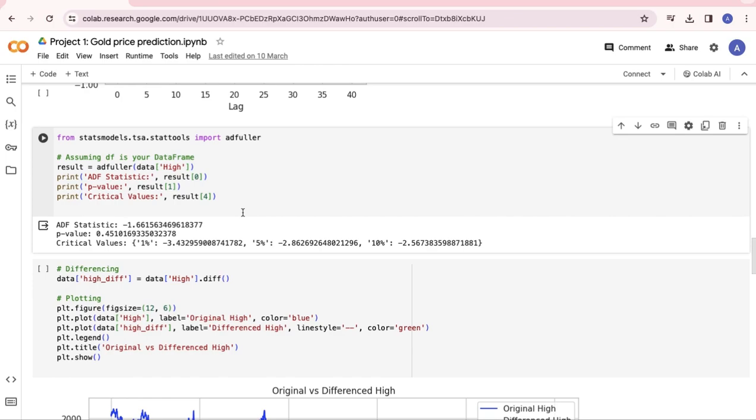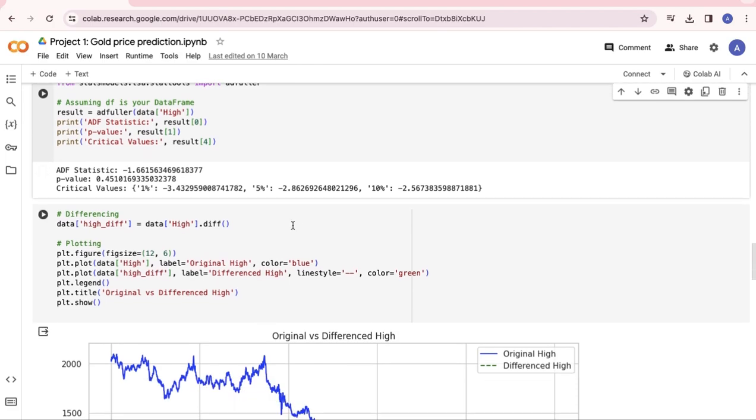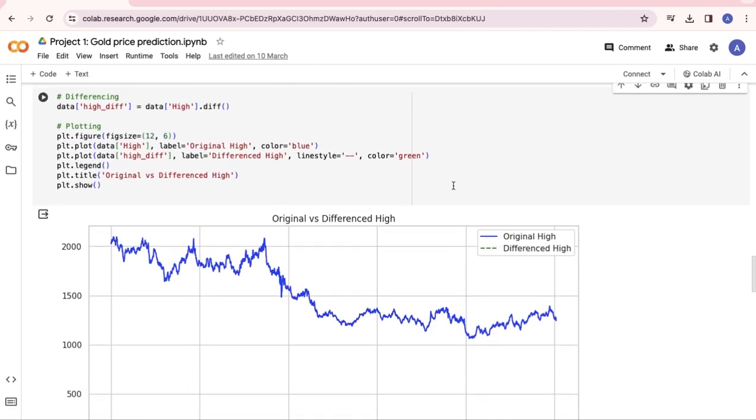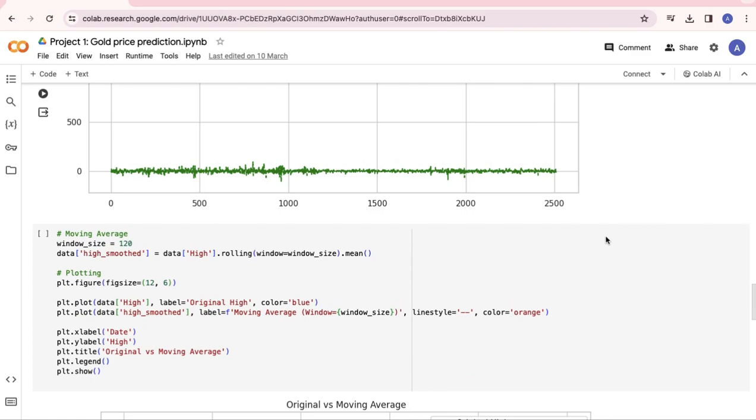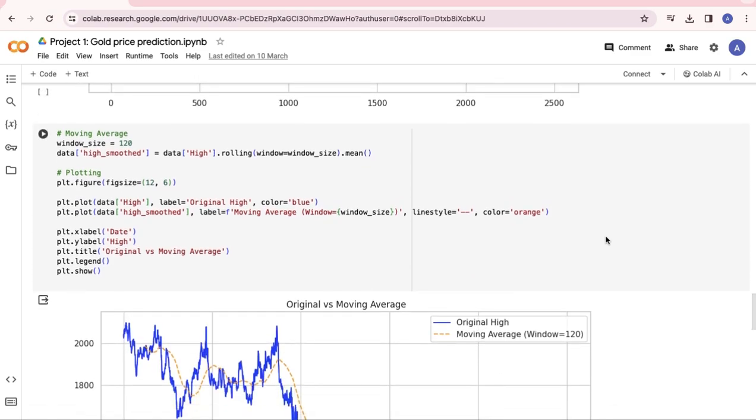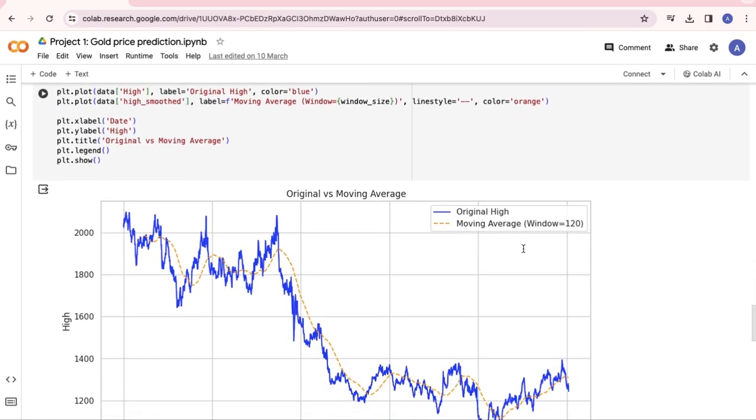Then we also print the critical values for different significance levels of the ADF test. These critical values are used to determine the rejection region for the null hypothesis based on the chosen significance level. If the statistic is lower than the critical value, we can reject the null hypothesis of non-stationarity. Then I have plotted the difference versus the original. I have also calculated the moving average and plotted that in this plot.